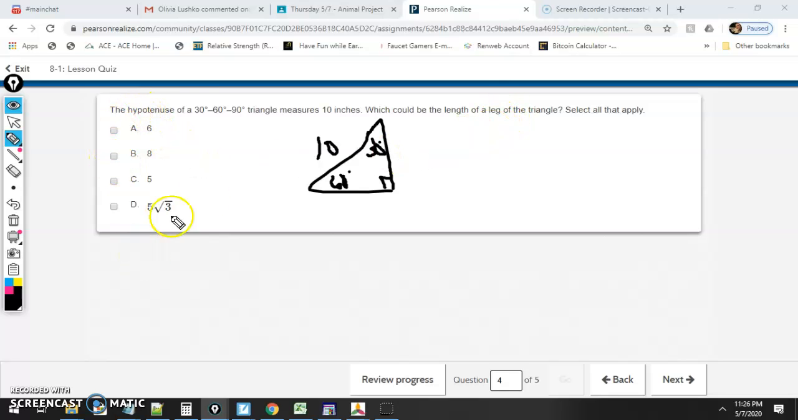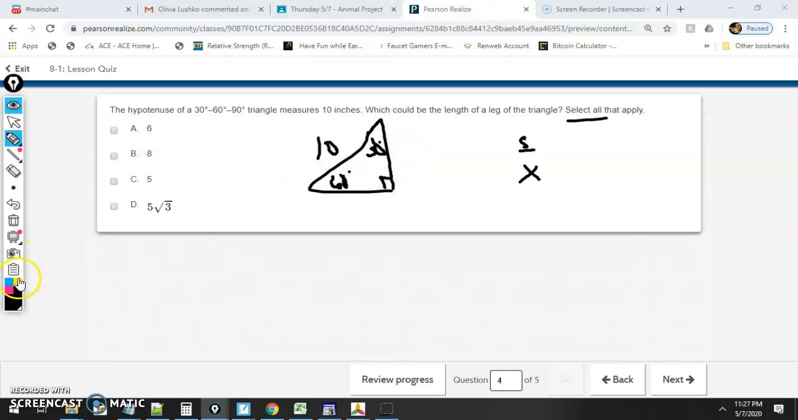And guess what? You have to check the boxes. So that means there might be more than one, select all that apply. There might be more than one answer here. All right. So remember the relationship in a 30, 60, 90 triangle is S for the short side is X, okay? The medium side is across from the 60, okay? So that's this right here, okay?